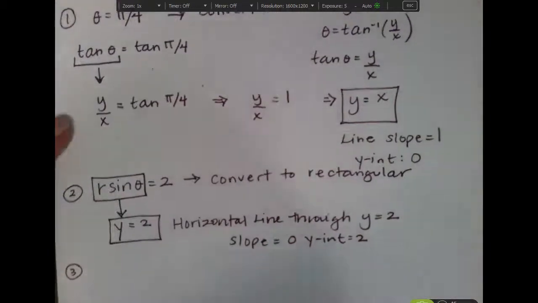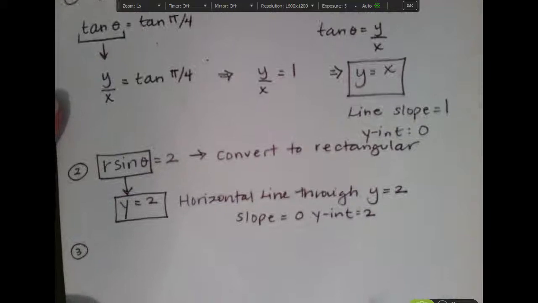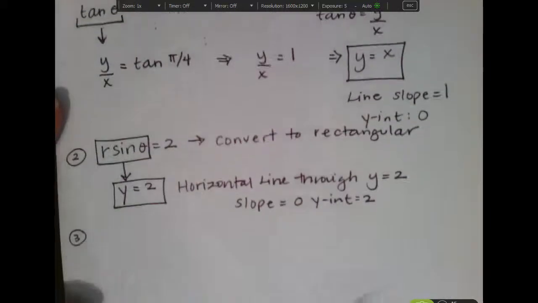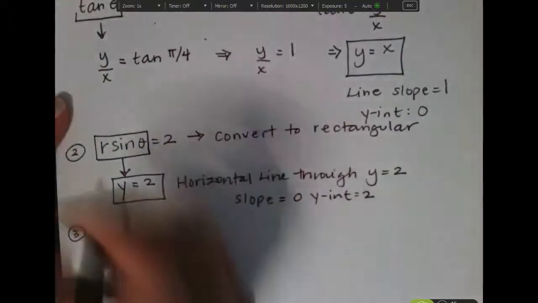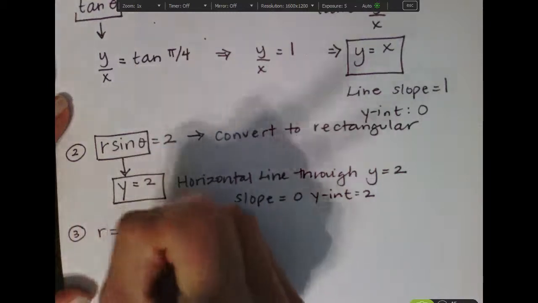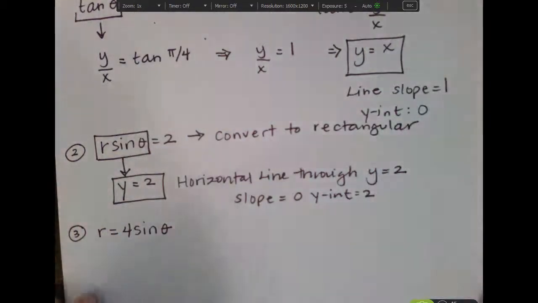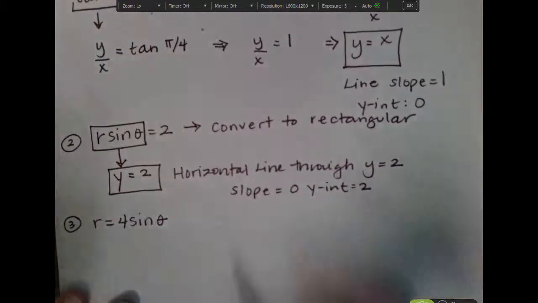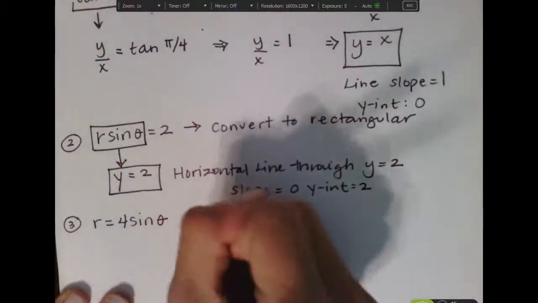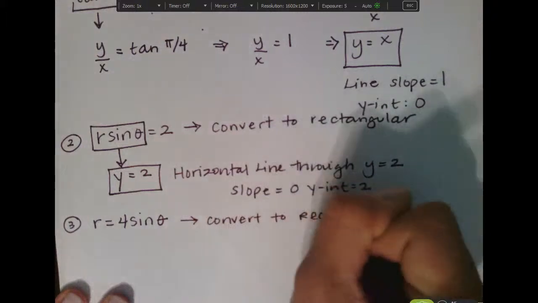Let's look at something that's nonlinear, because that is much more typical of a polar equation. A lot of times they're going to give us curves. So let's look at something that will be circular. Let's start off with the polar equation r equals 4 sine theta. And again, let's convert it to rectangular form.